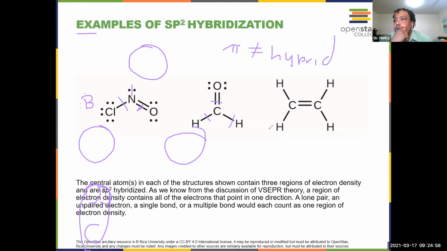Okay. And so this guy, since there's 3 attachments, is going to have an sp2 as well. So if there's 3 attachments, you're going to have an sp2. Okay. So if there's 4 attachments, in terms of the electron pair geometry, it's going to be an sp3 hybrid. So when we talked about water, water would be an example of an sp3 hybrid.